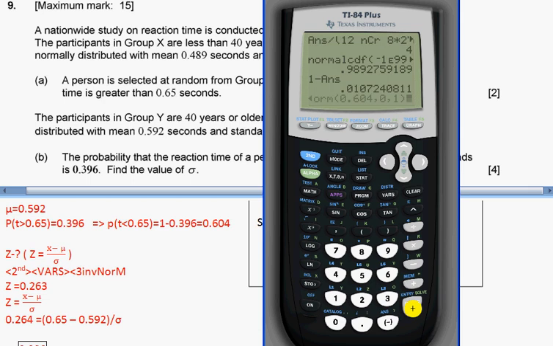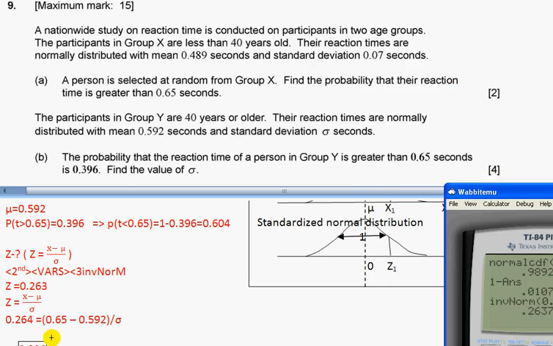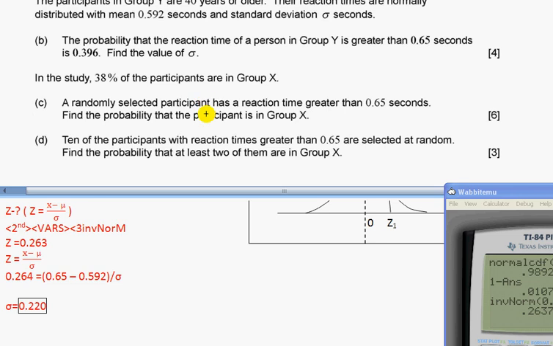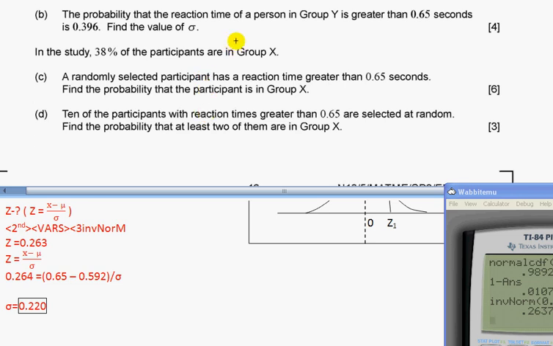Yes, so now we put this value here. X is 0.65, and we should find sigma out of this equation. So we find sigma, it is 0.220. The probability, so this we did. Part B we did. Let's check. A and B we did. Now we need C.